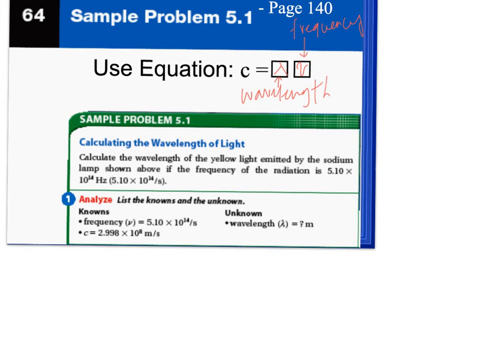So here on this slide we have a sample problem for us to go ahead and calculate. It says calculate the wavelength of the yellow light emitted by the sodium lamp shown above if the frequency of the radiation is 5.10 times 10 to the 14th hertz.